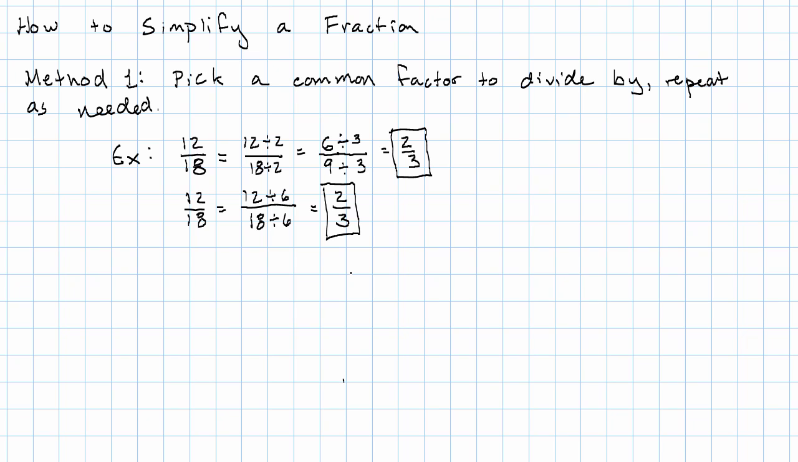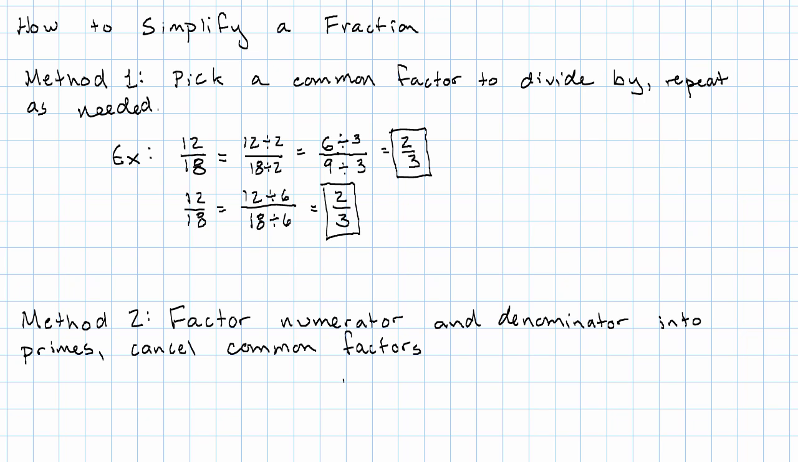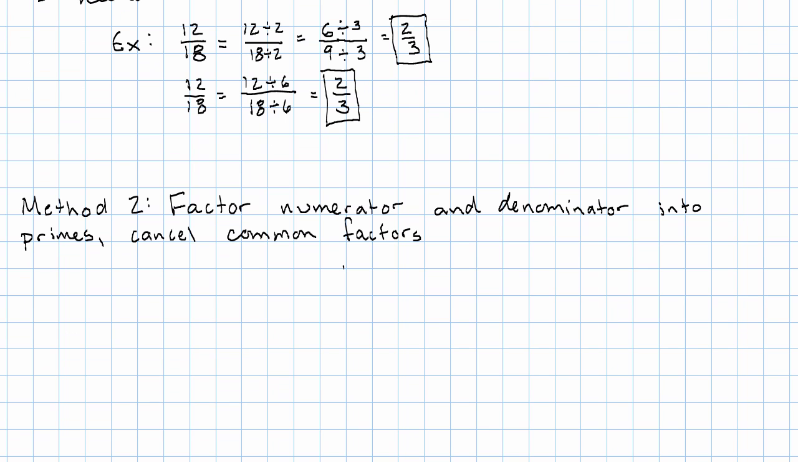This method works well if the numbers involved are relatively small or have easy to find factors. If we have larger numbers or numbers with hard to find factors, we may need a second method. In the second method, we factor the numerator and denominator into what are called prime numbers, numbers with no factors other than themselves and 1. And then we cancel or cross off any factors that appear in both the numerator and the denominator.